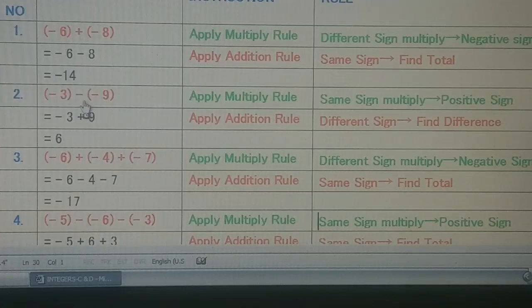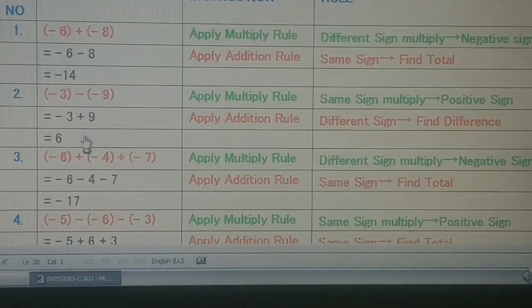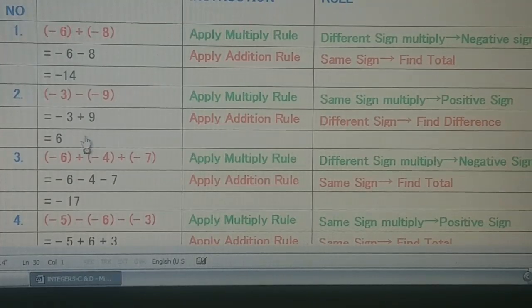So here minus minus will be converted into a plus sign. So between 3 and 9, there should be a plus sign. Minus 3 plus 9. Now between 3 and 9, there is only one sign. So now we can apply the addition rule. In the first step, we applied the multiply rule. To do the second step, we have to apply the addition rule.